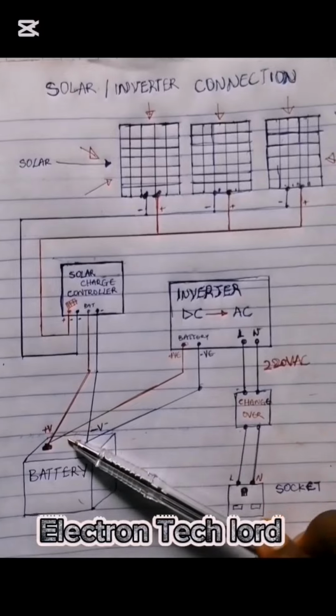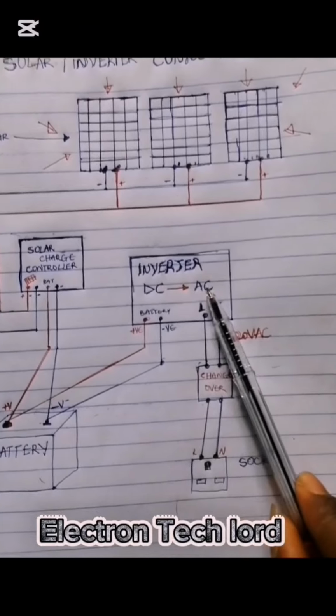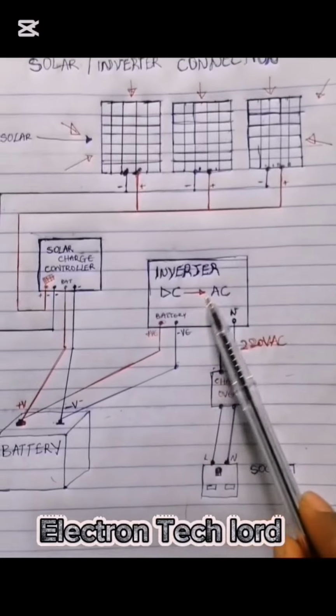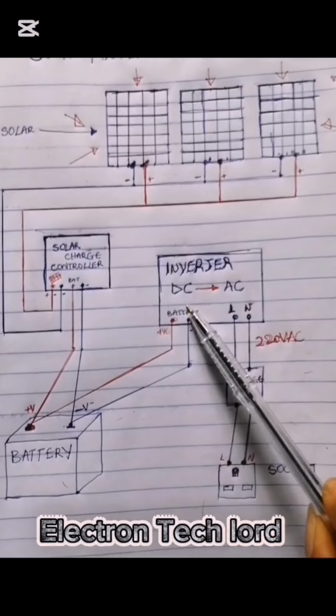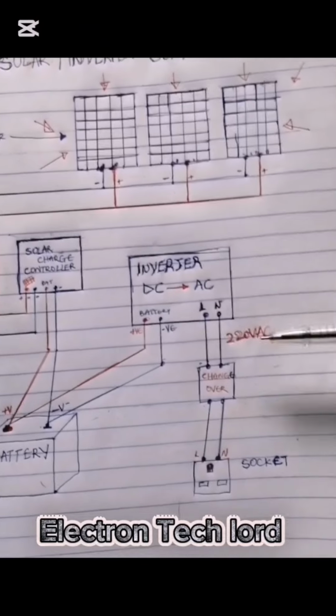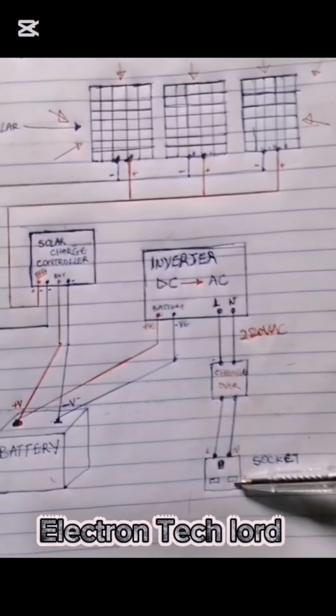So from this battery now, it goes to the inverter. Now the inverter turns DC to AC. This current here is positive and negative, but once this enters the inverter, the output will be live and neutral, which goes to our changeover and our socket, which is our home.